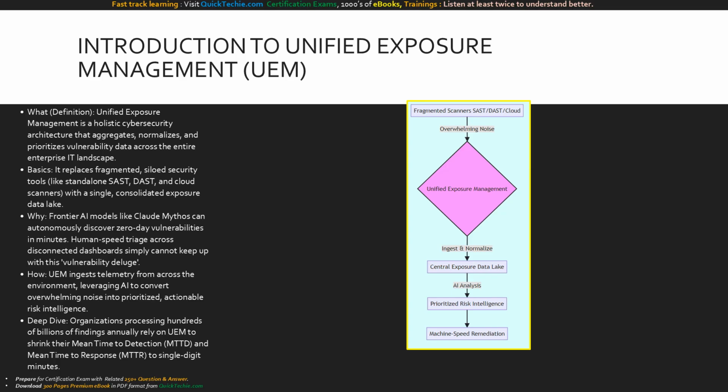Take a look at this flowchart, which maps the transformation from legacy security to unified exposure management. At the top, we have fragmented scanners, your SAST, DAST, and cloud tools producing overwhelming noise. This data flows into the Unified Exposure Management Platform, which ingests and normalizes it into a central exposure data lake. From there, AI analysis converts the raw data into prioritized risk intelligence. Ultimately, this enables machine-speed remediation at the bottom, replacing manual bottlenecks with automated workflows.